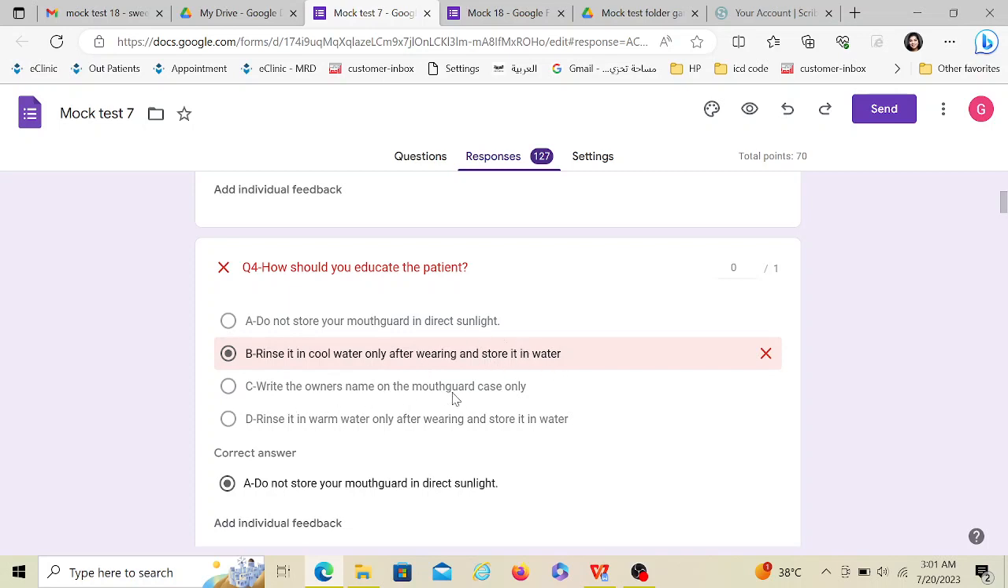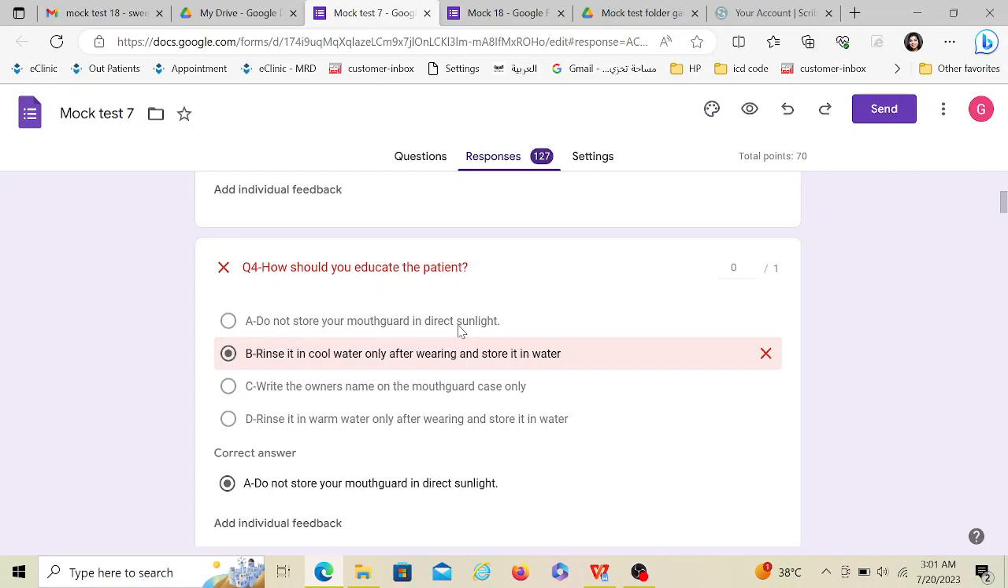Write the owner's name on the mouthguard case only. Okay. Rinse it in warm water only after wearing and store it in water. Again, storing in water is not mandatory. So amongst all these options, I would go with do not store your mouthguard in direct sunlight because it starts to warp. See, most of the mouth guards are of plastic material, the bilaminar or silicone types. You don't want them to warp because of the heat.